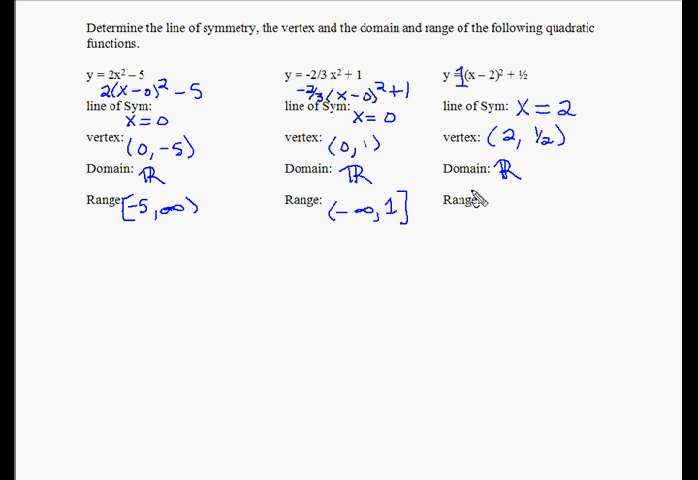The range is determined by looking at that leading coefficient, which is positive, which means that the parabola is going to go up. So it'll go up to positive infinity. And where it starts is this number by itself in the back. So it starts at 1/2.